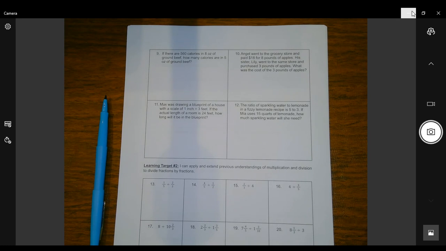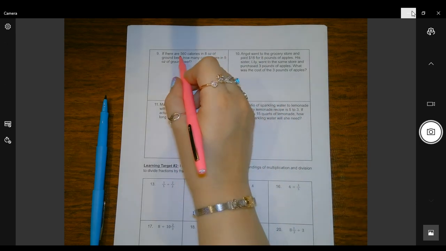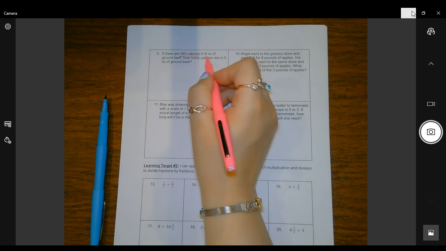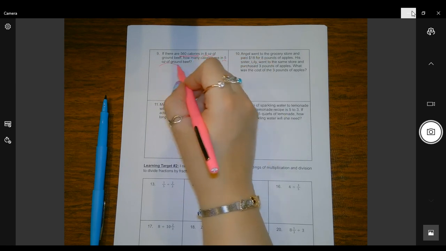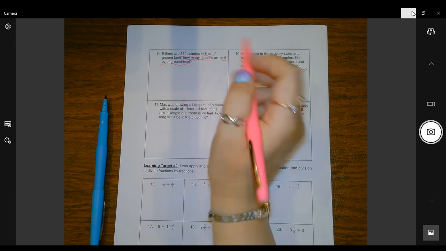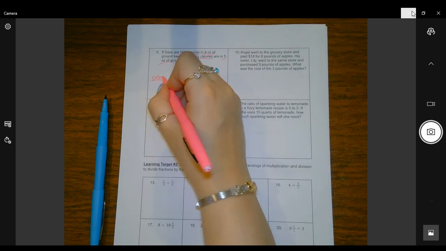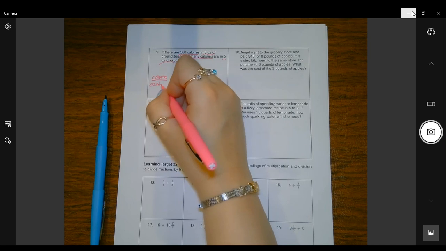The next one is, yet again, still more proportions. It says if there are 560 calories in 8 ounces of ground beef, then how many calories are in 5 ounces of ground beef? And if you're asking yourself, how did she know that it was a proportion? Well, if you see 3 numbers, and one item is talking about 2 different things, and you have one item that's talked about twice, and then the other one they tell you one of the values and then it asks how much of that again, it's probably going to be a proportion. You're talking about 2 things. What are you talking about? Calories and ounces of ground beef.